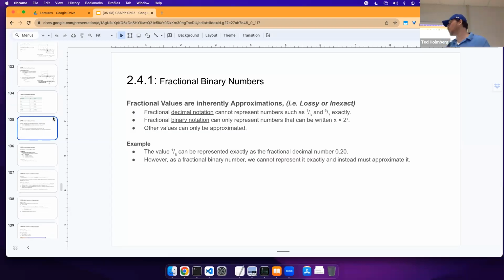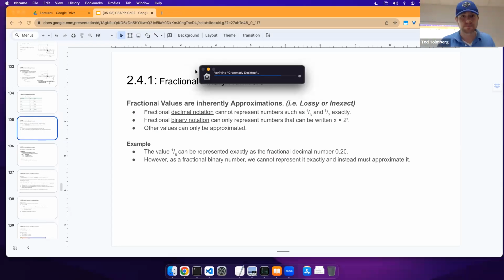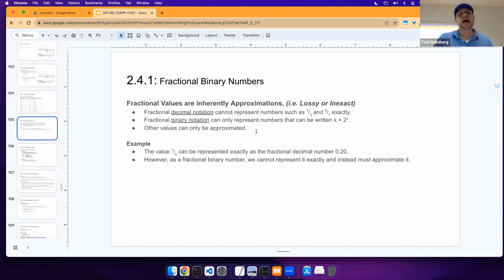And of course, we should always highlight that fractional values are inherently approximations. It means they're natively lossy, or inexact is probably the better term to use there. And this isn't just something that's true for computers, or for binary fractional numbers. Any fractional number is the case. And we'll prove this point.